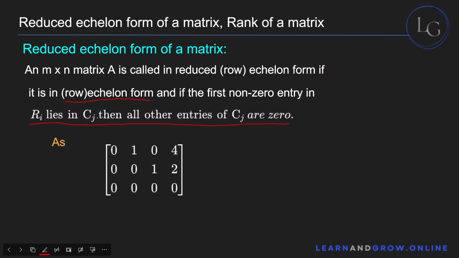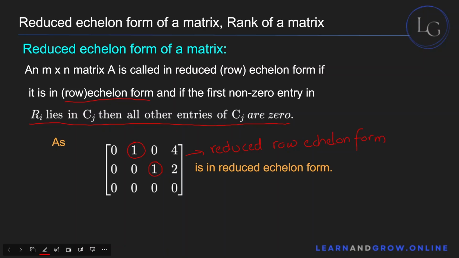And the second condition is the confusing bit here. So this one here is the leading entry in row number 1, and it is the only non-zero entry in its respective column. The second one, the one here, is the leading entry in the second row, and it is the only non-zero entry in its respective column. So this is indeed in reduced row echelon form. I re-emphasize, it is in reduced echelon form.